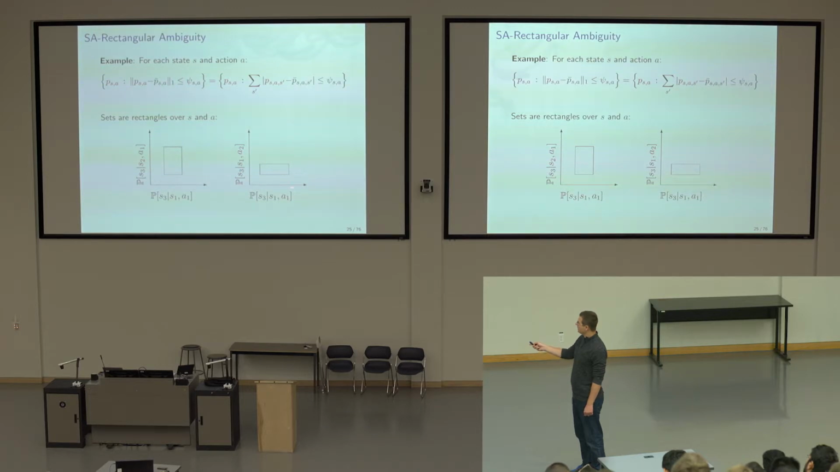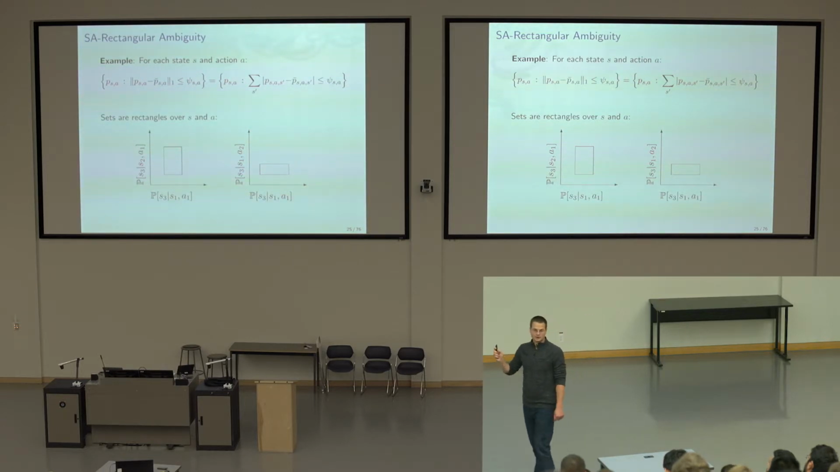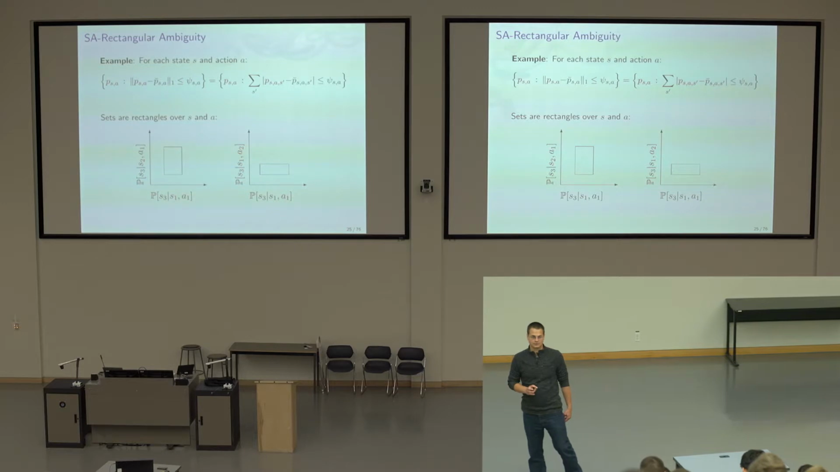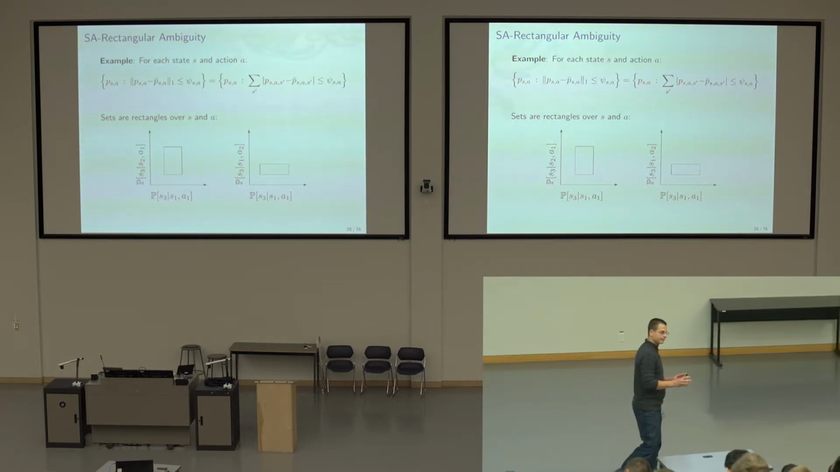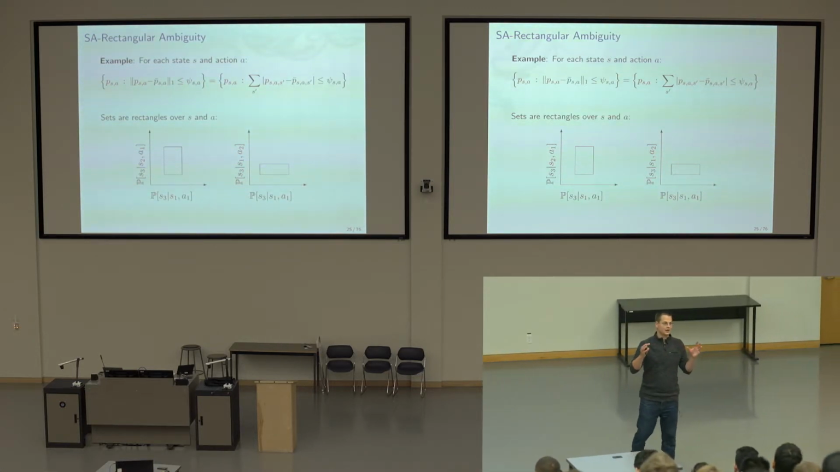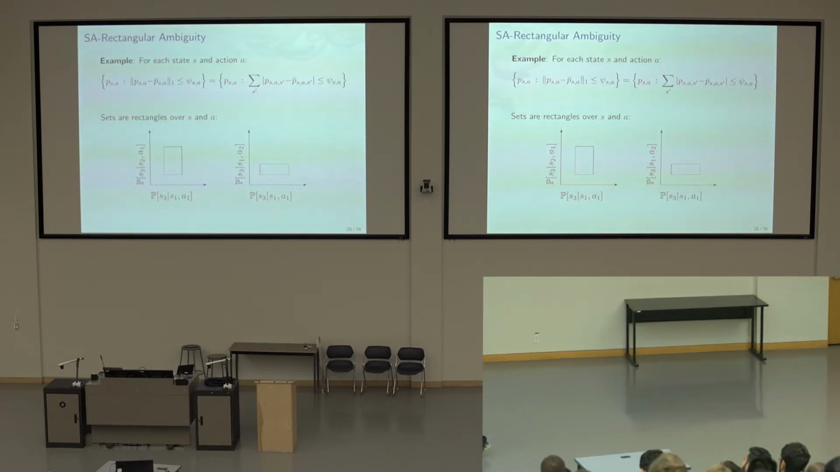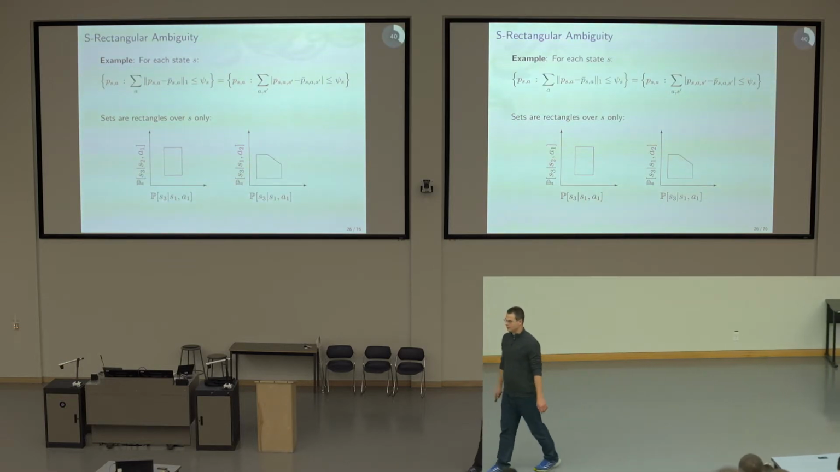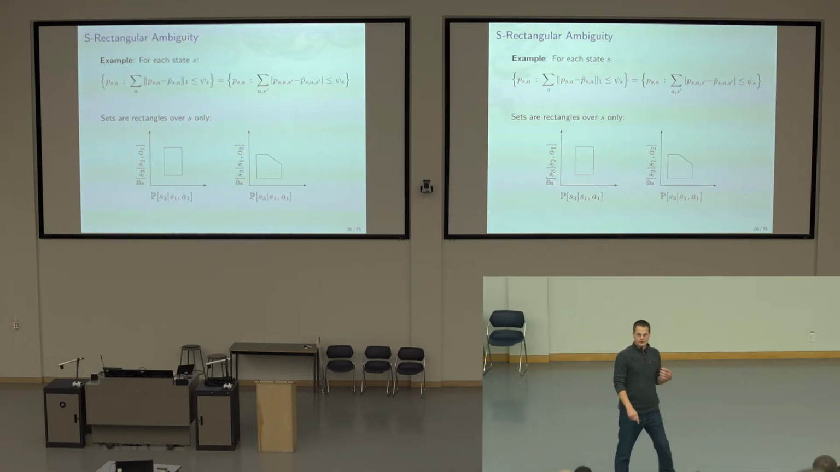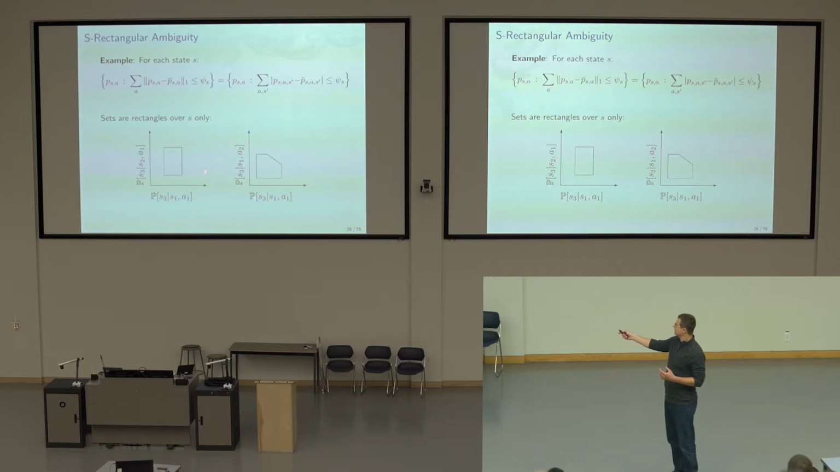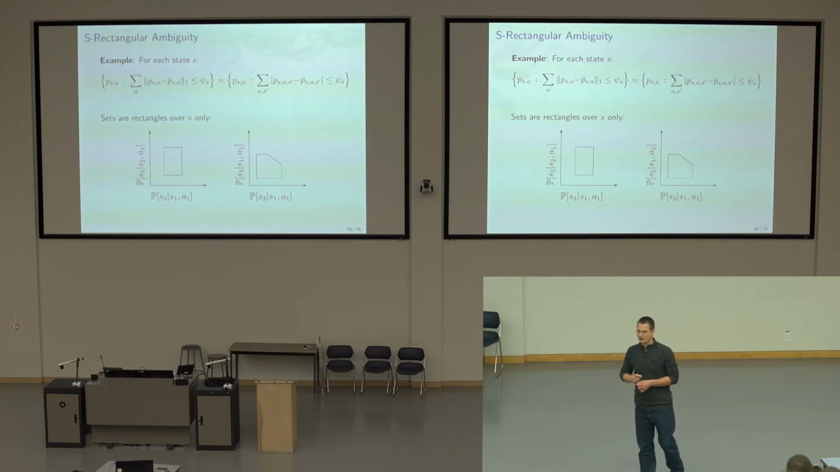Similarly, if you look at the ambiguity set across one action and another action, this is always going to be a rectangle for the SA rectangular set. Always. It's because our constraints are defined independently for different states. Now, for S rectangular ambiguity set, you're still going to have a rectangle across different states, but across actions, it may not be a rectangle anymore.